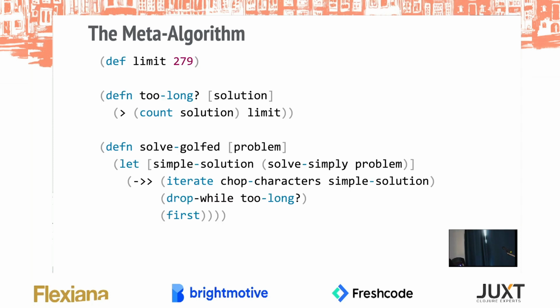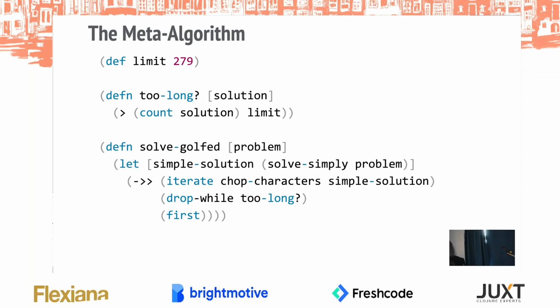So I've come up with this meta algorithm for golfing, and it works like this. You start with writing some initial code that works and does the job without worrying too much about how you hit the limit, and then start applying a series of transformations to it that each result in shorter code. We're chopping characters off, chop, chop, chop, until we arrive at the desired length.